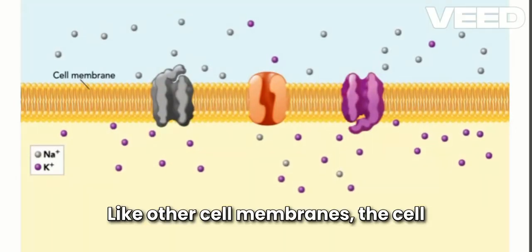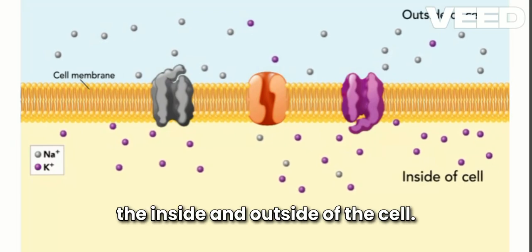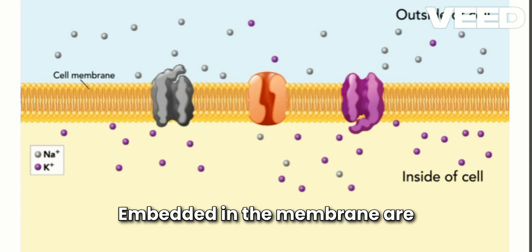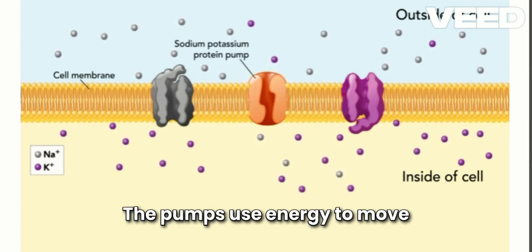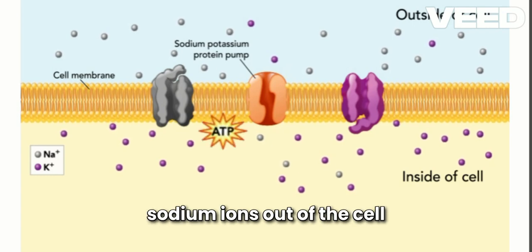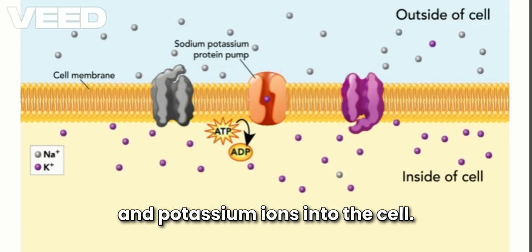Like other cell membranes, the cell membrane of the axon separates the inside and outside of the cell. Embedded in the membrane are sodium-potassium protein pumps. The pumps use energy to move sodium ions out of the cell and potassium ions into the cell.